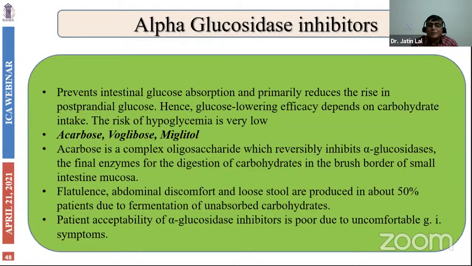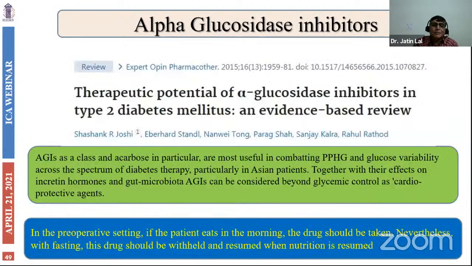Flatulence, abdominal discomfort, and loose stools are produced in about 50% of patients due to fermentation of the unabsorbed carbohydrates, and patient acceptability is poor due to uncontrollable GI symptoms. There was a review in 2015, therapeutic potential of alpha glucosidase inhibitors in type 2 diabetes mellitus, and they found that acarbose in particular is more useful in controlling postprandial hyperglycemia and glucose variability across the spectrum of diabetic therapy, particularly in Asian patients.